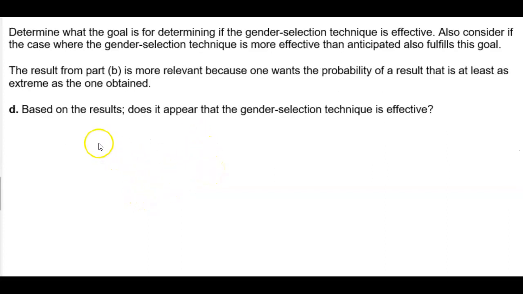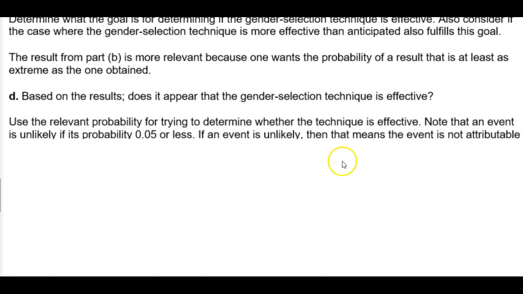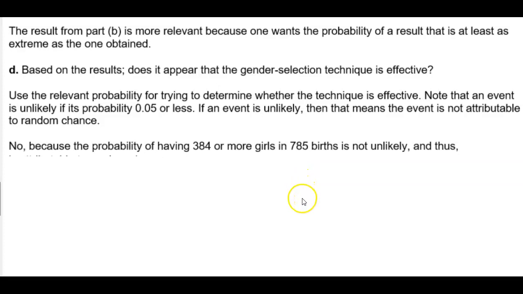In part D, based on the results, does it appear that the gender selection technique is effective? Well, we would use the relevant probability for trying to determine whether the technique is effective. And note that an event is unlikely if its probability is 0.05 or less. If an event is unlikely, then that means the event is not attributable to random chance. So we would say no, because the probability of having 384 or more girls in 785 births is not unlikely, and thus it is attributable to random chance.